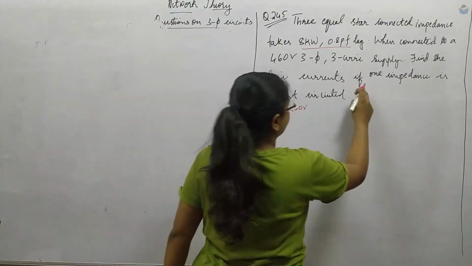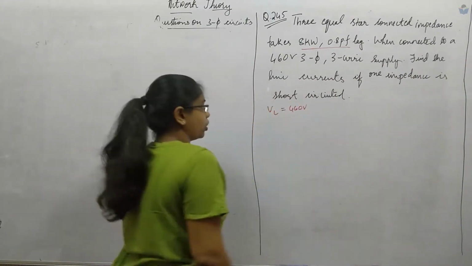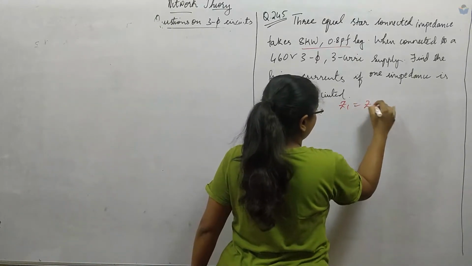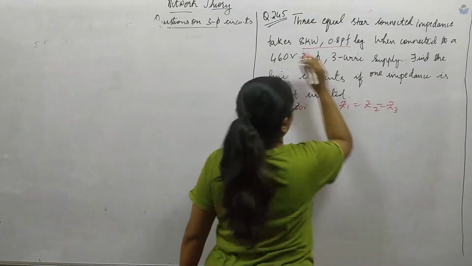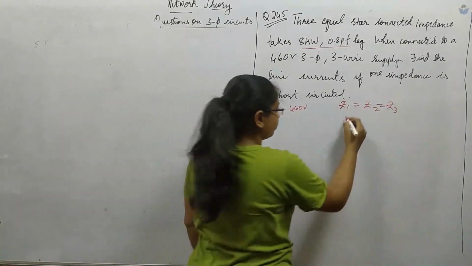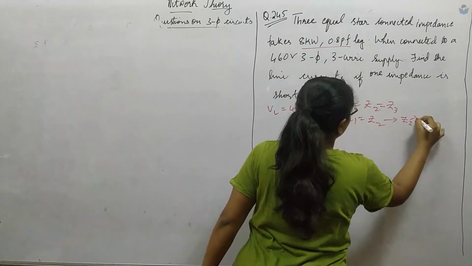Next, they have asked to find the line currents if one impedance is short circuited. Till now we have Z1 equal to Z2 equal to Z3 because it's a balanced supply. Now what they are telling is that Z1 will be equal to Z2, but Z3 is short circuited.